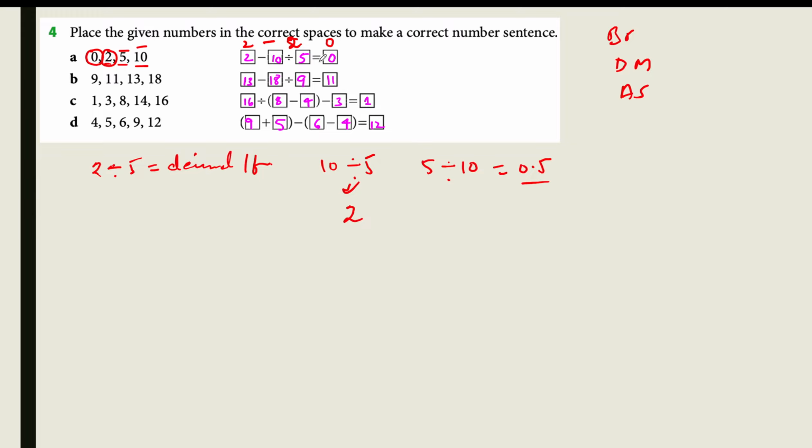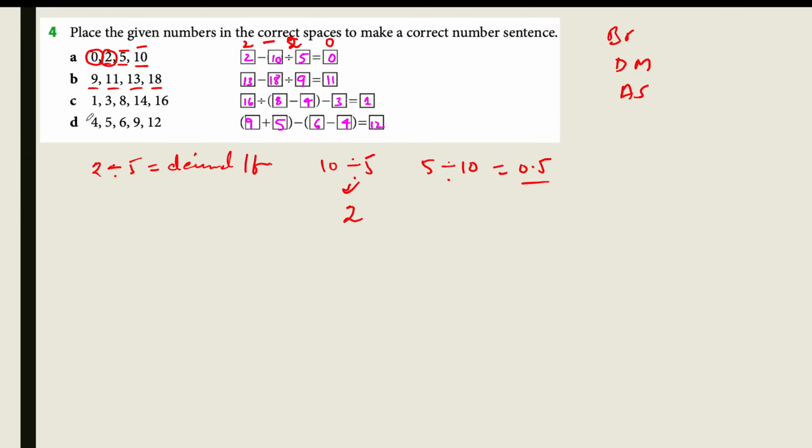So we place the numbers from the set in the blank equation in this arrangement. Then we come to the next set. We have to place these numbers 9, 11, 13 and 18 in a particular arrangement so that the equation is correct. Again, we need to solve according to the order of operations. So division must be completed before subtraction. Therefore, we should first look for division using the given numbers. That will help us create the correct answer.